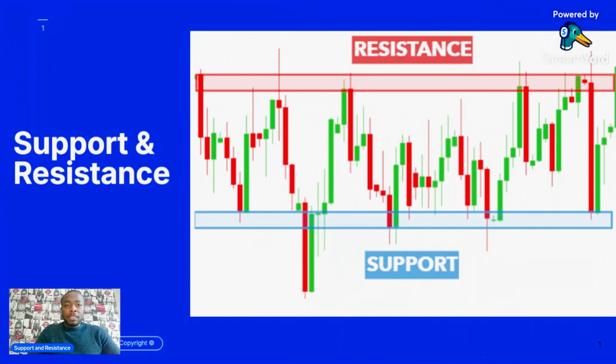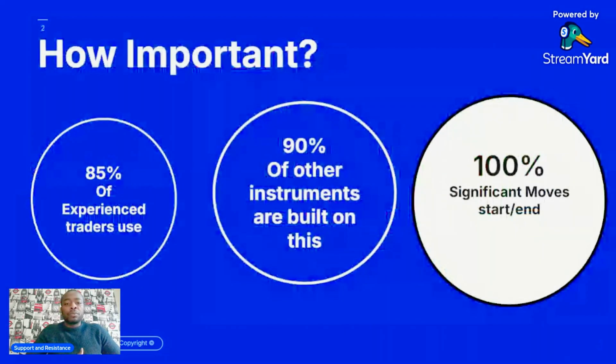With support and resistance, you are actually able to predict where price is and where price should be going to. How important is this principle? Firstly, 85% of experienced traders trade based off the principle of support and resistance. So if you are trying to be part of the profitable traders who are doing this sustainably, you want to think about this principle and then not just think about it, understand it.